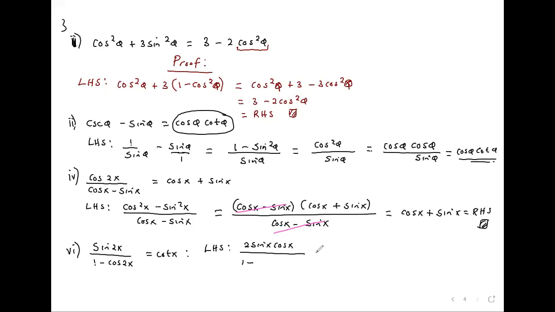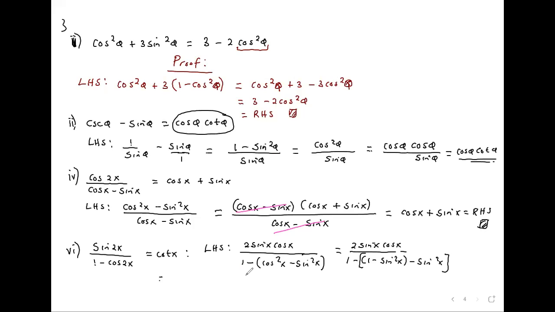Now we have the same setup here. So we have the difference of squares, so we write it as cos x minus sin x multiplied by cos x plus sin x. And then we divide by cos x minus sin x. So you can see that this cancels, and we remain with cos x plus sin x, which is the right-hand side.